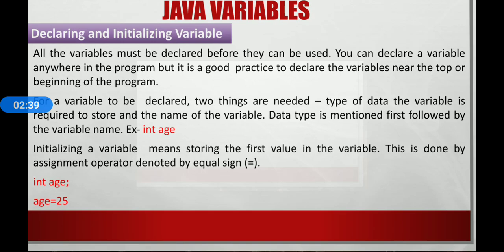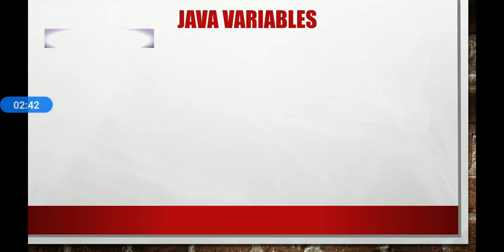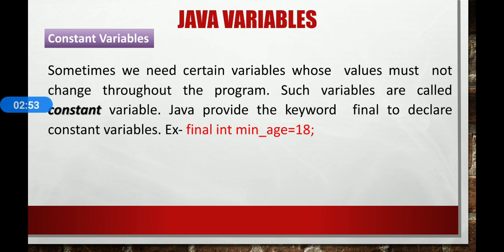Now next one, what are constant variables? Sometimes we need certain variables whose value must not change throughout the program. Such variables are called constant variables. Java provides the keyword final to declare constant variables. For example, final int min_age equal to 18. Here the variable min_age has a fixed value 18. It can't be changed throughout the program.